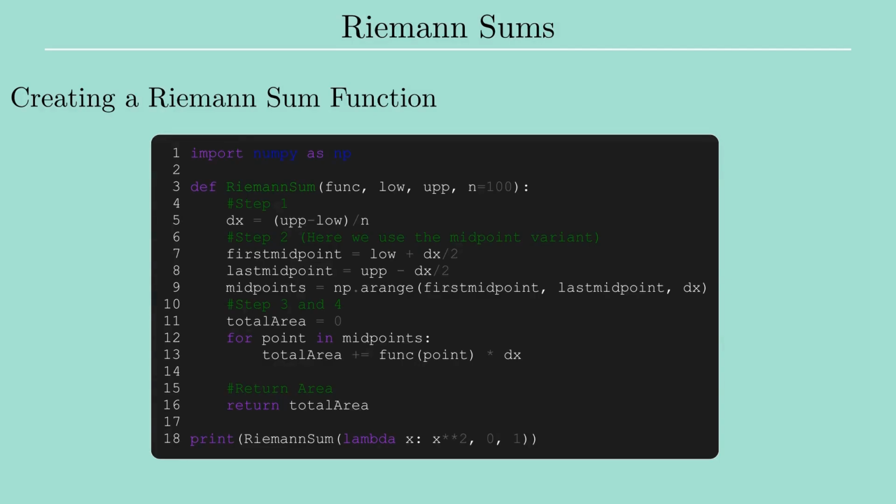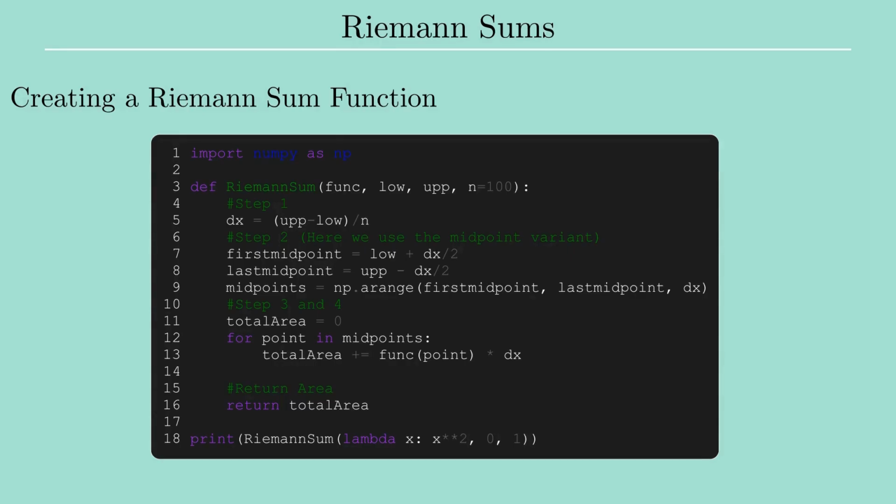Line 4 starts with the hash character. This tells Python that everything on this line is a comment and should be ignored when running the code. This allows us to label our code by putting hash characters at the start of lines. Line 5 carries out step 1 of the method. Here we calculate the subinterval width and store it in the dx variable.